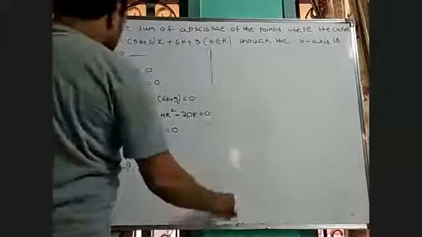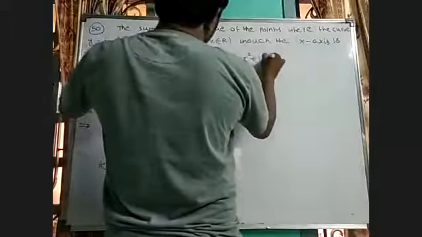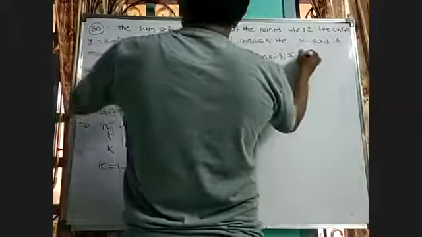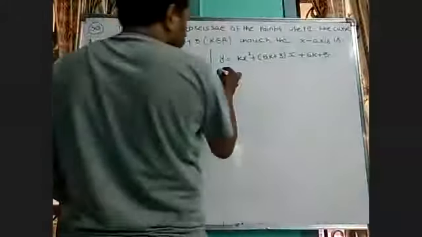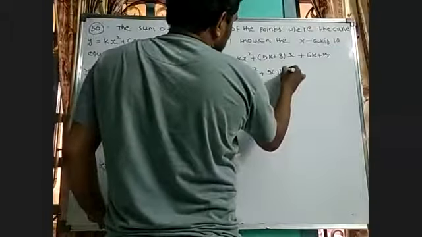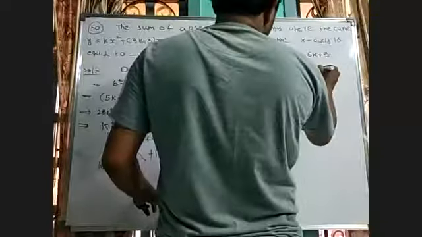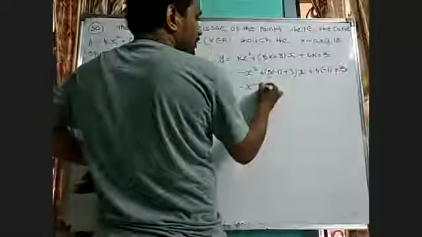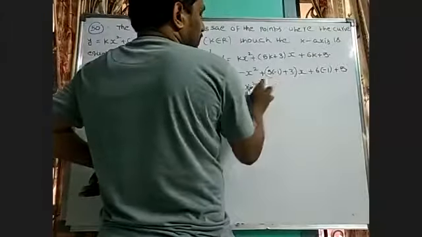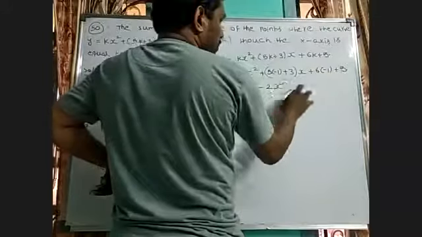From this equation y equals kx square plus (5k plus 3)x plus 6k plus 5, if you take k equal to minus 1, what we get is minus x square plus (5 into minus 1 plus 3) into x plus 6 into minus 1 plus 5. Here what we get y equals minus x square minus 2x minus 1.